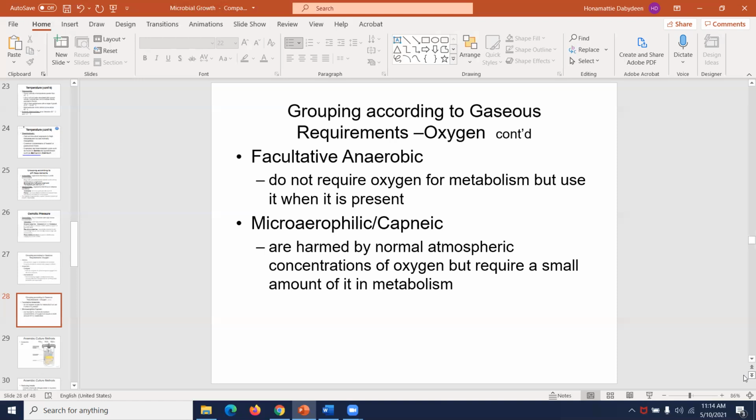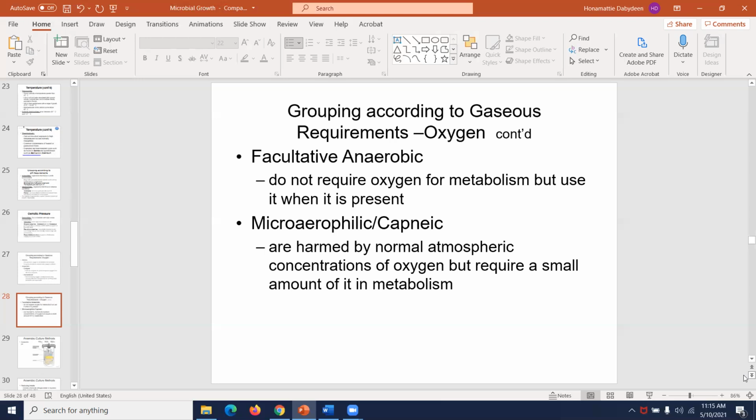Microaerophilic organisms, as the name tells you, like small amounts of oxygen in the air. We know that the concentration of oxygen in the air is about 21%. They don't like 21%. They like maybe about 10% or so, and that's why we call them microaerophilic. Capnophilic organisms, on the other hand, are microaerophilic in the sense that they not only like small amounts of oxygen, but they prefer a large amount of carbon dioxide.